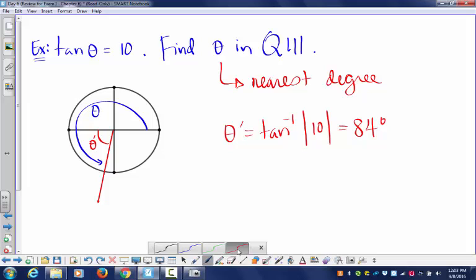84 degrees. So what is theta then? It's going to be 180 plus 84. So everybody see that in quadrant 3, you add the reference angle to 180. So that'll be 264.